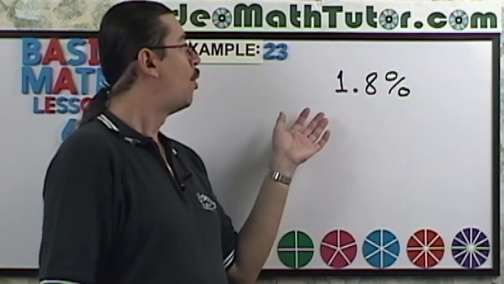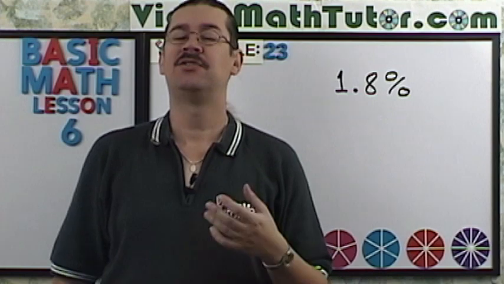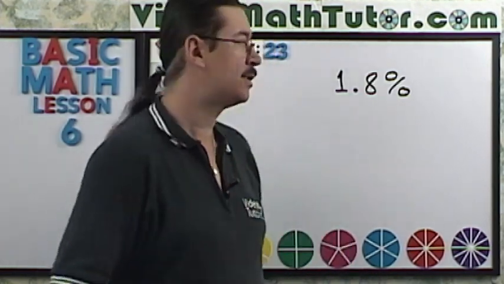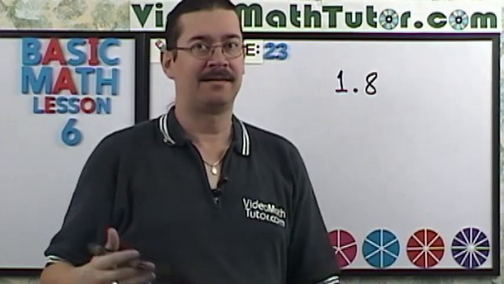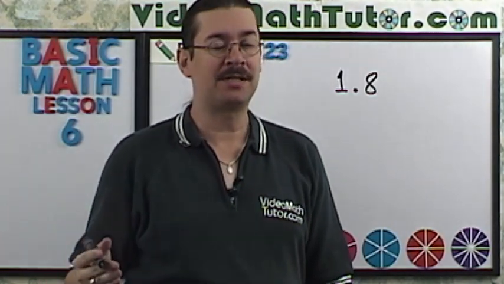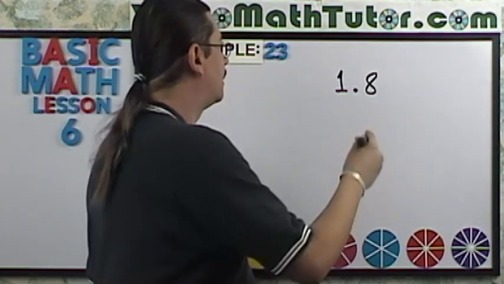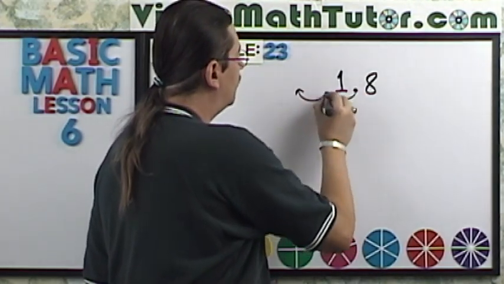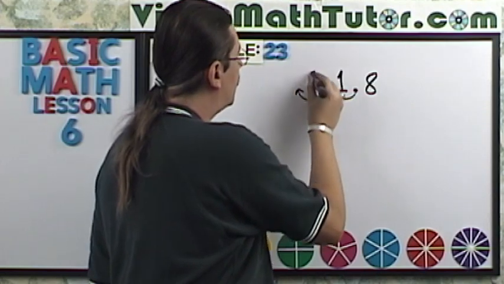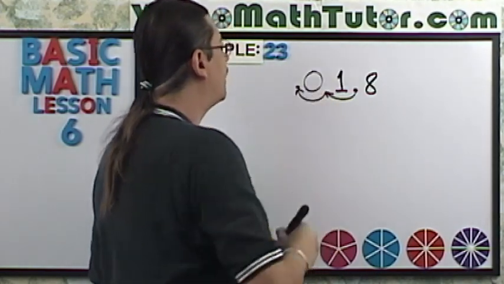Let's change 1.8% to a decimal. First step is let's just remove the percent symbol, so let's just erase that thing right there. Next step, scoot the decimal place over 2 places to the left. So I'm going to go 1 spot, 2 spots. And see this little cup here is like a placeholder for a 0. I want my dot right there.